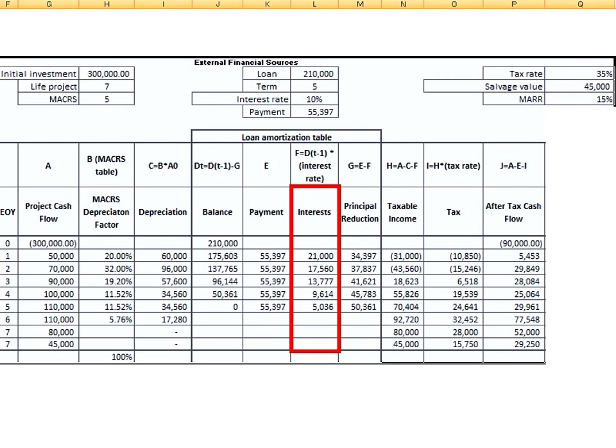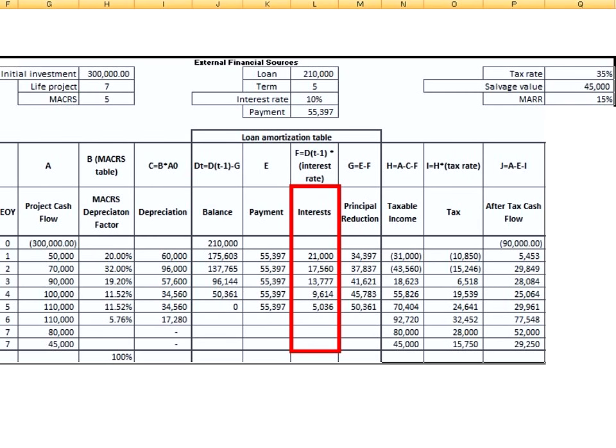The main idea is that we need to know how much we're paying of interest every single year. The reason for that is because interest is considered a financial cost, and financial cost can reduce the amount of taxable income. Of course, we prefer not to pay taxes if we legally can do so. So from the initial cash flow, we already considered subtracting the depreciation for purposes of taxable income. Now we're going to also subtract the interest, and therefore pay even less taxes when we use these external financial sources.